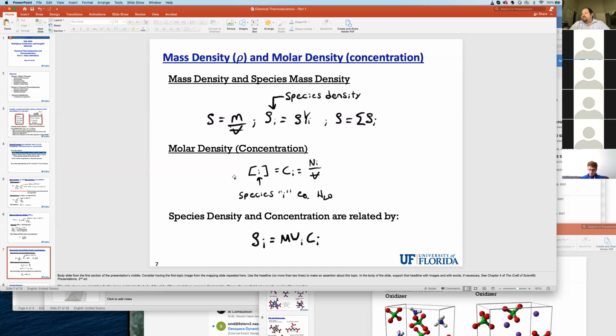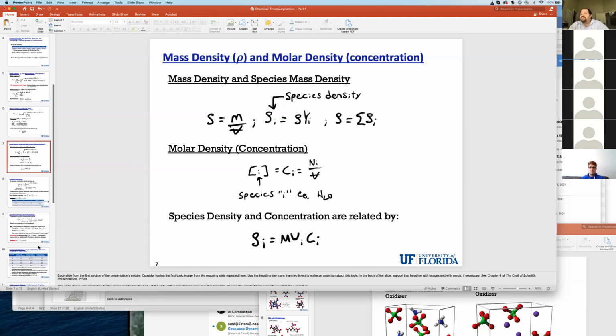When it's practical, I prefer using the square bracket notation, but that's not always practical. It gets a bit cumbersome sometimes. But really, the molar density is just the number of moles of species i divided by the volume. So it's the exact same thing as mass density, but rather than using mass, you are using the number of moles. And you can convert from species density to concentration for species i just by taking the concentration and multiplying it by the molecular weight of species i. So, pretty straightforward.